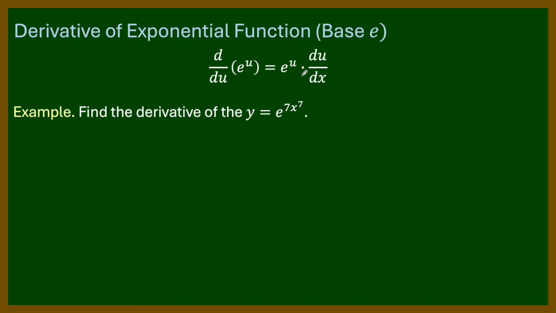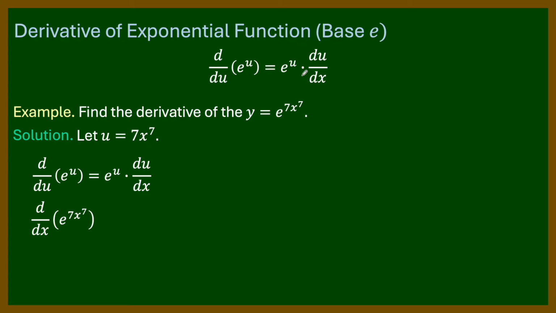What's the derivative of the function e to the 7x raised to 7? First, as a beginner, recognize what is the value of u. So here, u is 7x raised to 7. Then, using the formula above, copy the given function, which is e to the u, or e to the 7x raised to 7, times the derivative of the exponent, which is 7x raised to 7. Simply use the power rule. We will obtain 49x raised to 6.